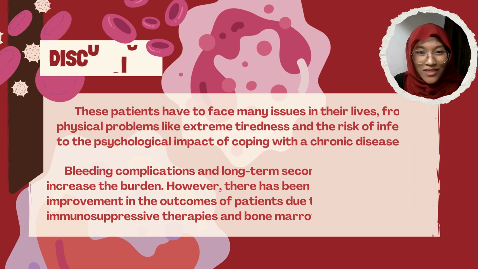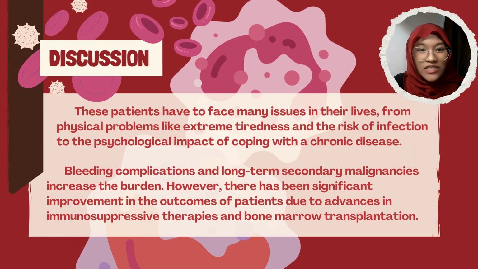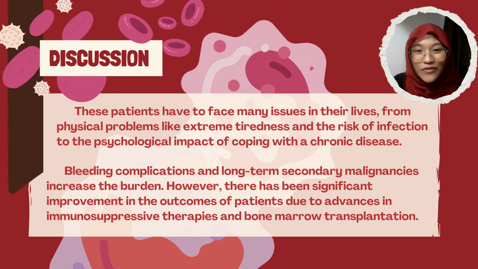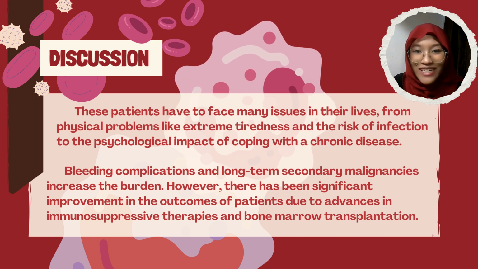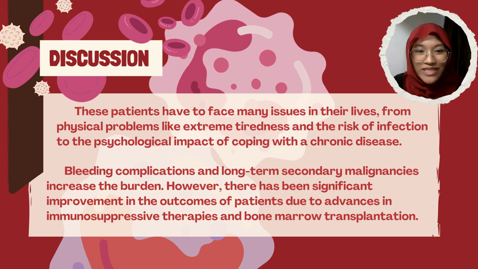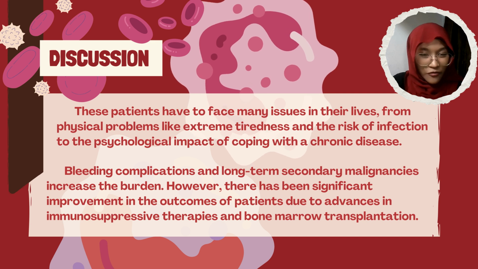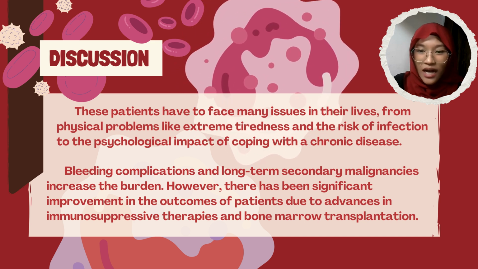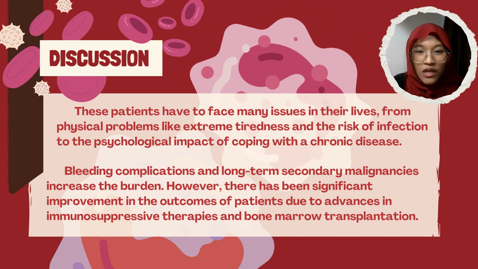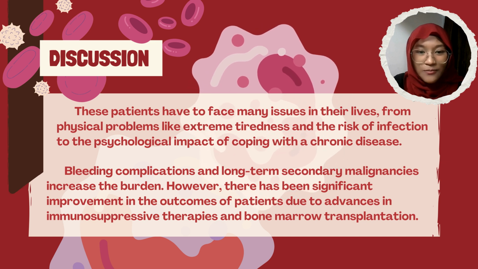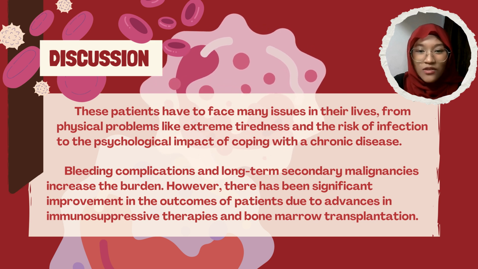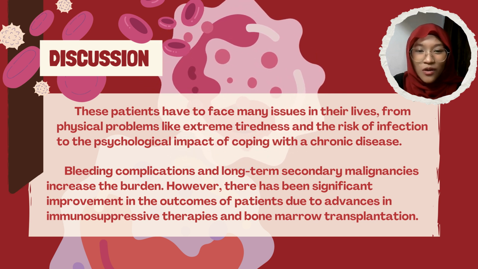For the discussion part, this patient with aplastic anemia faced a multitude of problems, both physical and emotional. Fatigue and recurrent infections are the most dominating features in their life struggles, while the risk of bleeding or even the development of secondary malignancies as a result of prolonged treatments makes the battle even more daunting. But fascinating is how modern medicine has transformed the outlook for those patients. For example, nowadays immunosuppressive therapies are the cornerstone in managing overactive immunity, and bone marrow transplantation provides hope for restoration. That is how science keeps on giving hope even in the most complex cases.